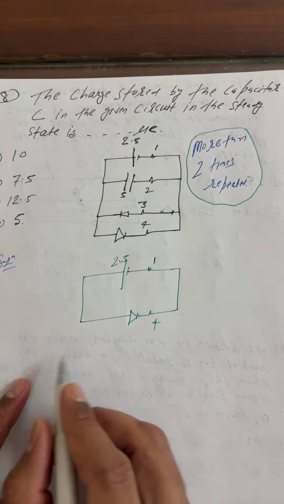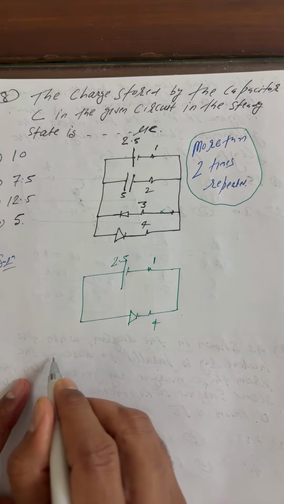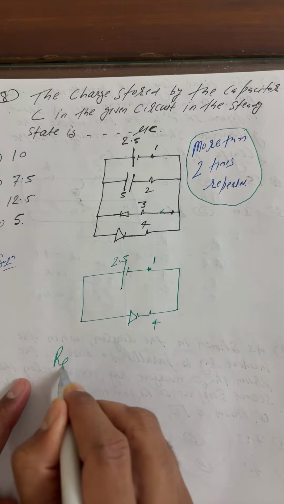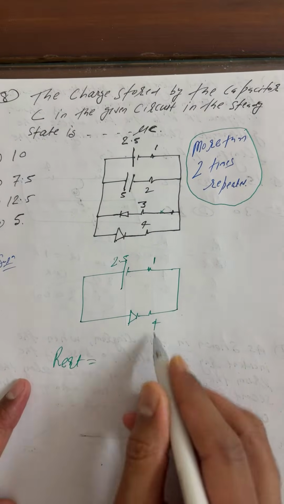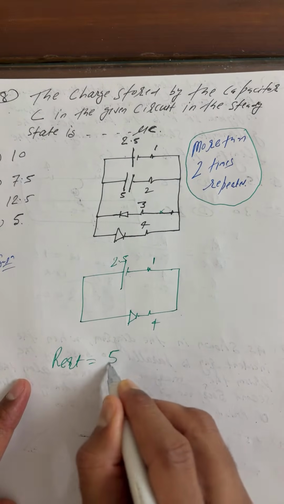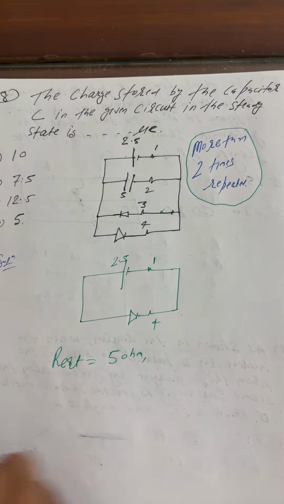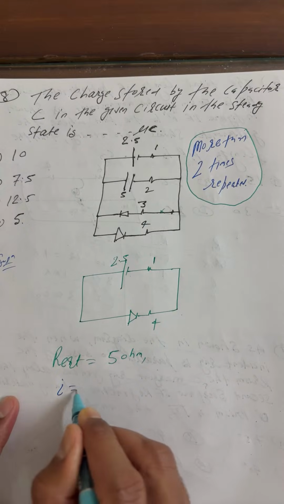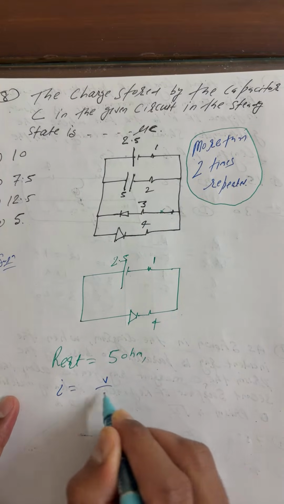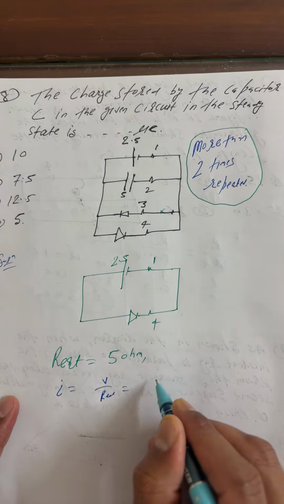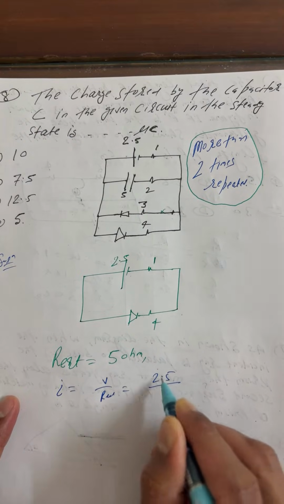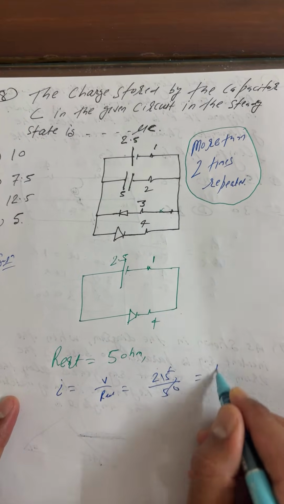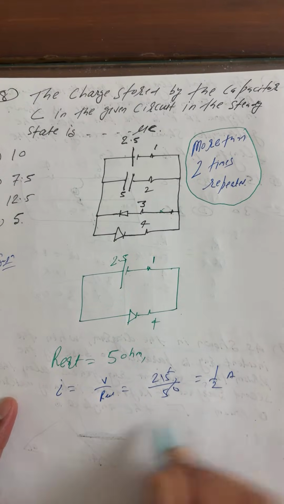So first we can find the current over here. Before finding the current, we first have to find R equivalent. 4 plus 1 in series, we can write as 5 ohm. Now, this is R equivalent. What is I? It is V by R equivalent. What is V? 2.5 by 5, so this is 1 by 2 ampere.